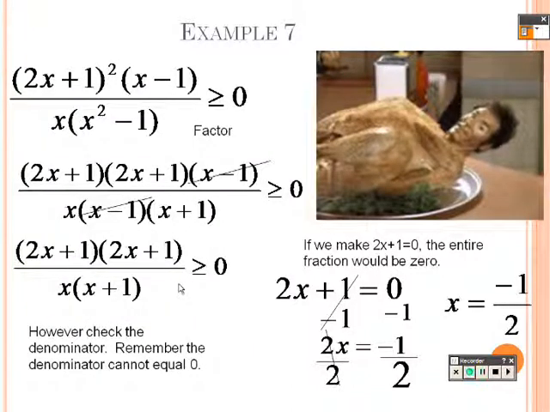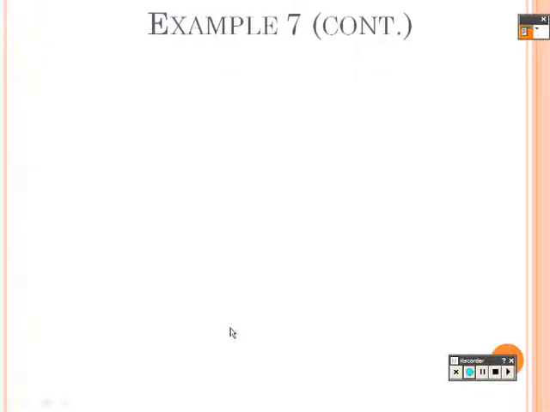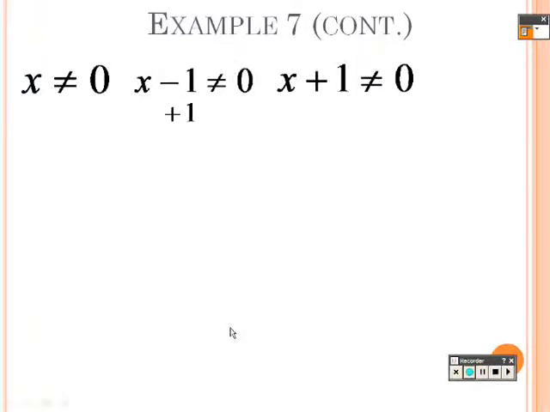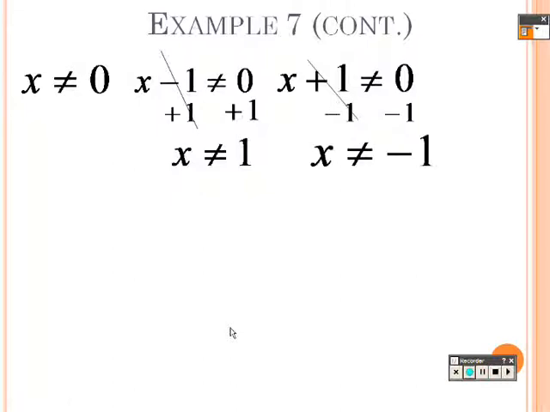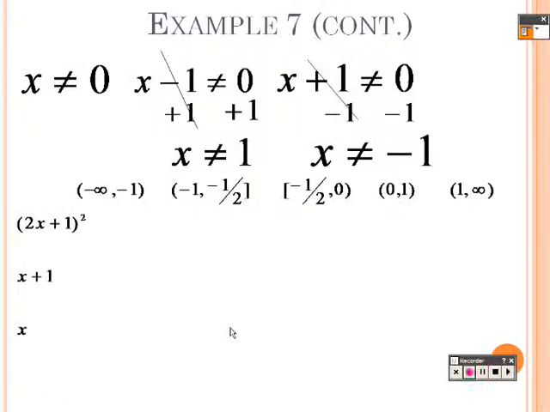So now I need to check the denominator to see what it can't be. It can't be a 1. It's right up here, right? 1 minus 1 would make it 0. It can't be a negative 1, and it can't be 0. So we know it can't be 0, it can't be 1, and it can't be negative 1, which is what this work is that we're basically figuring out here. So we go to try to figure out what it can and cannot be.